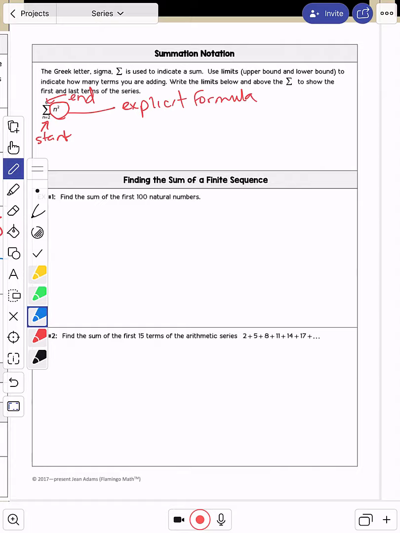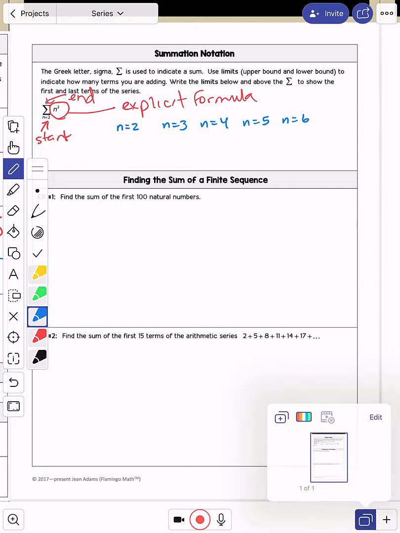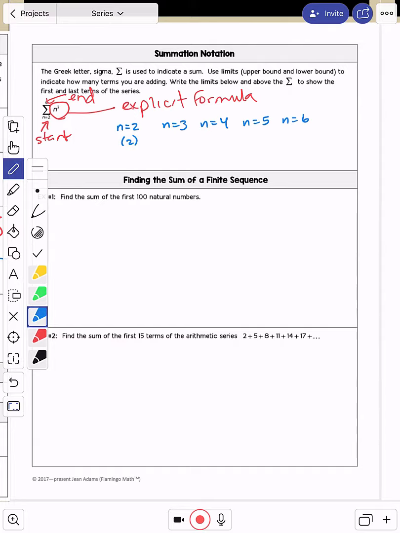This tells us that we're going to sum up the term for n equals 2, and n equals 3, and n equals 4, and n equals 5, and n equals 6. So we're going to sum them up. If n equals 2, we have 2 squared, or 4. When n equals 3, we have 3 squared, or 9. When n equals 4, we have 4 squared, or 16. When n equals 5, we have 5 squared, or 25. And when n equals 6, we have 6 squared, or 36.